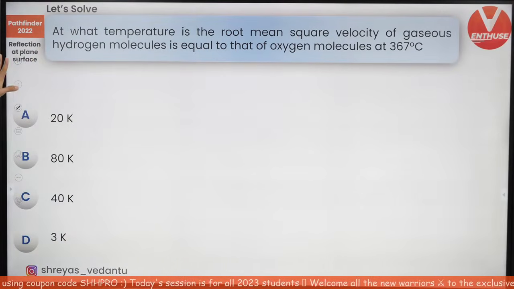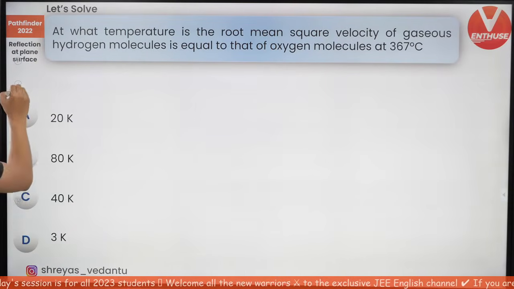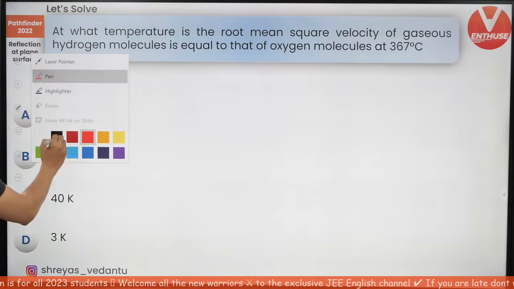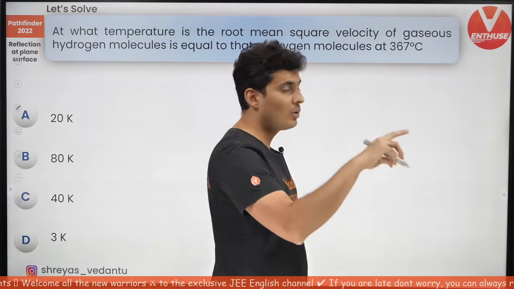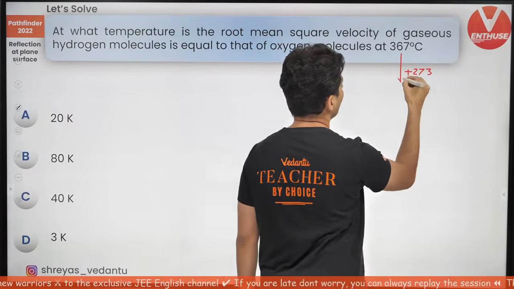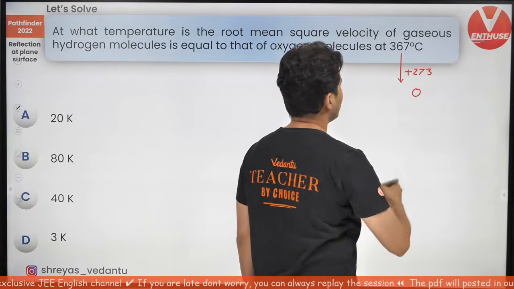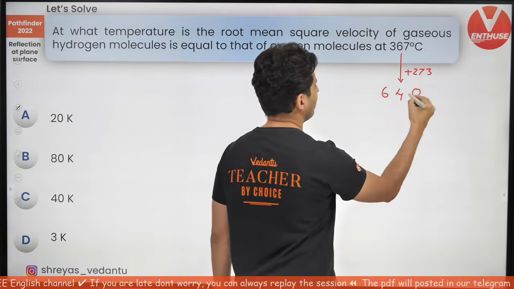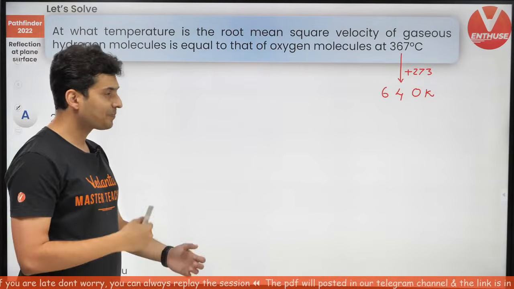At what temperature is the root mean square velocity of the gaseous hydrogen molecule equal to that of the oxygen molecule at 367 degree centigrade? Now, first of all, convert 367 degree centigrade into Kelvin. If you add 273, what are you going to get? You're going to get 640 Kelvin. Check this out. Are you going to get 640 Kelvin?